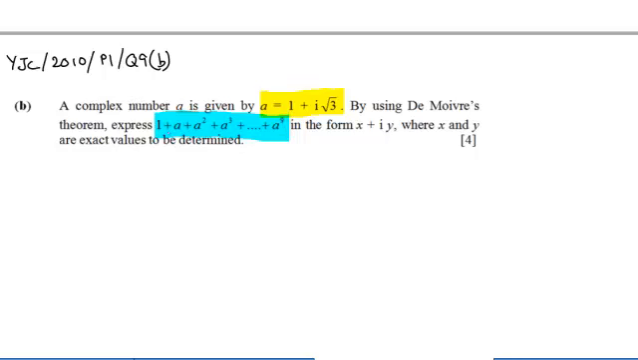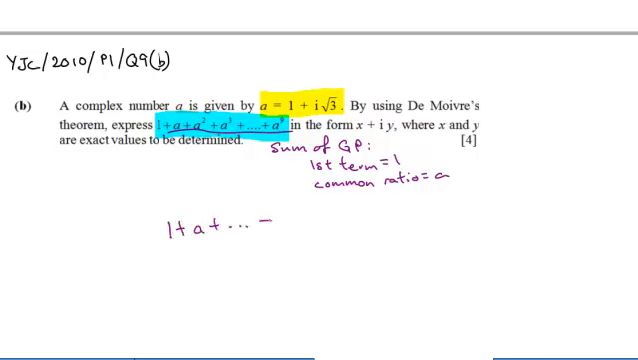If you recognize this is actually a sum of GP, where my first term is equal to 1 and the common ratio is equal to a. So when I take 1 plus a plus all the way to a to the power of 9, by using the formula for sum of GP, I will get first term over 1 minus common ratio, 1 minus common ratio to the power of n, where n is the number of terms. In this case, the total number of terms is 10.